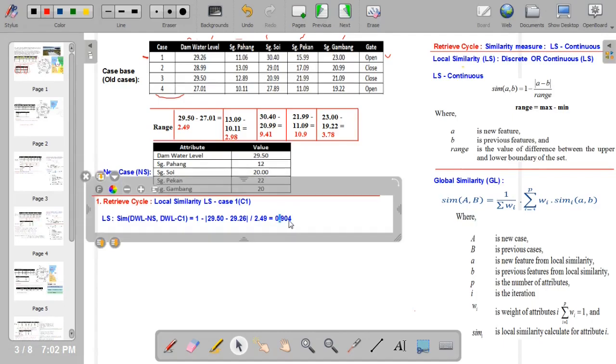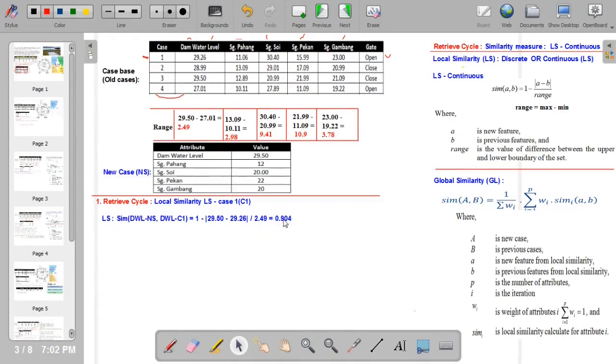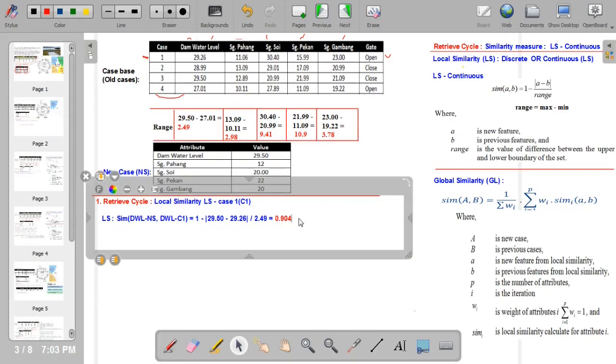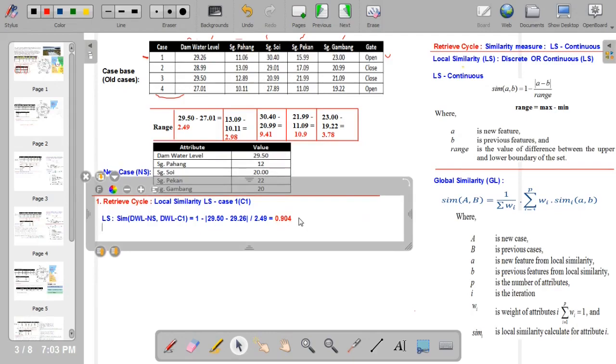This is the similarity degree between the first attribute, which is the dam water level of the new case, and the case 1 dam water level attribute value. So now we have to calculate LS for the second attribute, right?